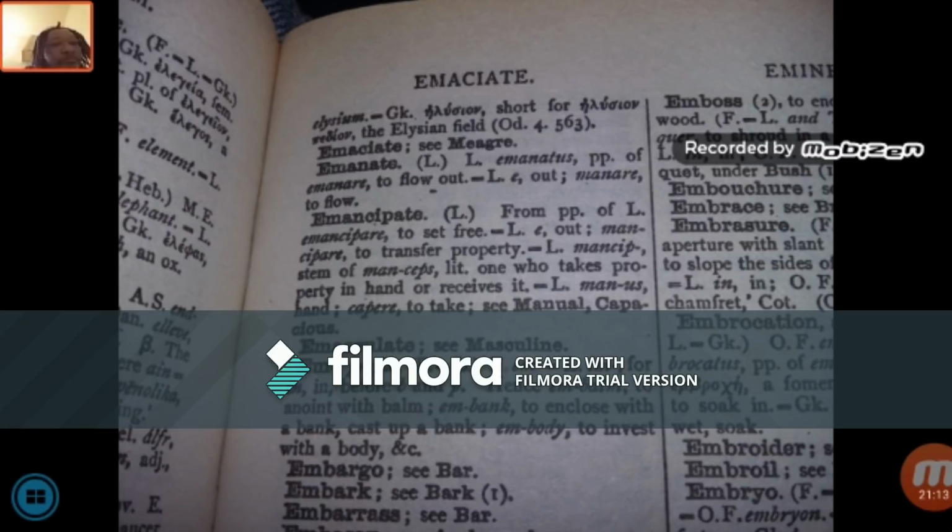Emancipate, to set free. But that's not the real definition, because if you go a little bit further, to transfer property. Emancipate means to transfer property. So the Emancipation Proclamation was proclaiming to the slave masters that they were transferring ownership of the slaves to the state, basically taking it out of private hands. That sounds a lot like nationalization. Let's continue.